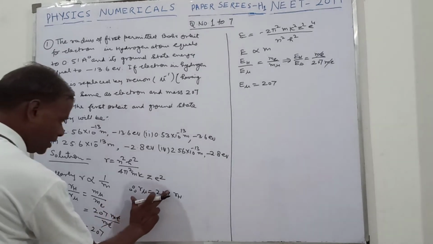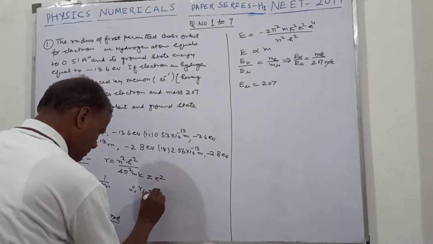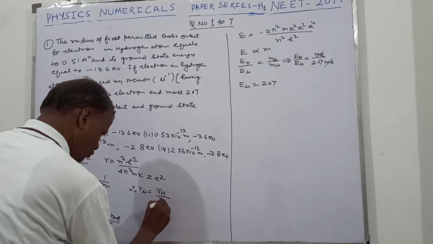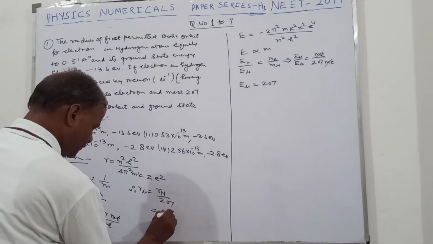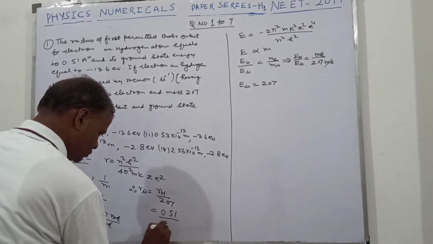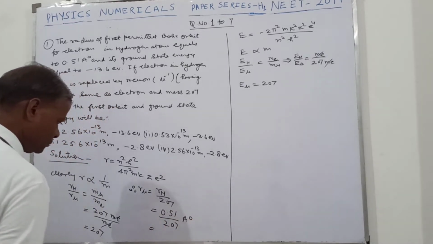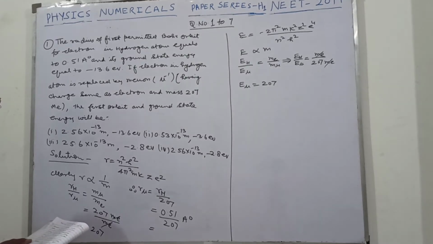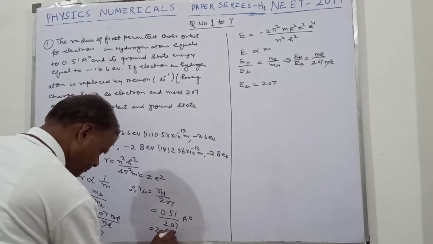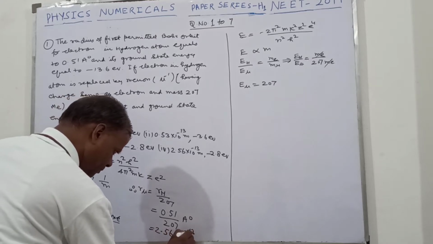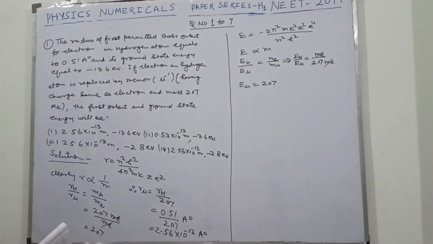R mu equal to RH upon 207. RH is 0.51 angstrom, so upon 207 angstrom it will come out to be 2.56 into 10 raised to the power minus 13 angstrom. So much.